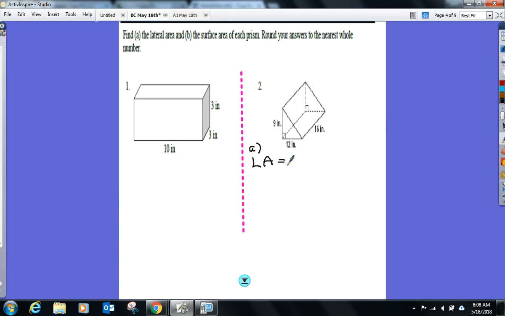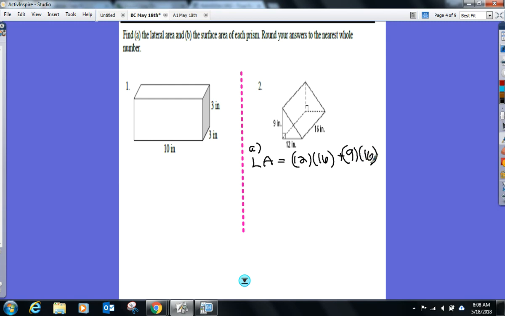All right, let's go on to the bottom face. What are the dimensions on the bottom face? That's a what by what rectangle? 12 by 16. So I'm going to go 12 times 16 plus, let's do a second face. What about the face on the left-hand side over here? This left-hand side face, that's a 9 by 16 rectangle.